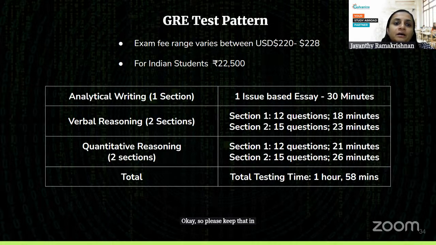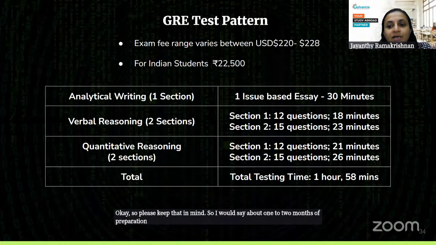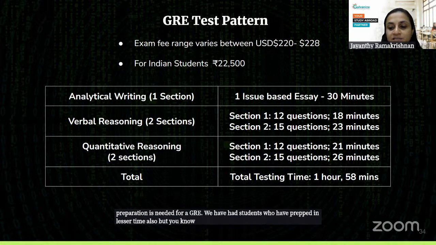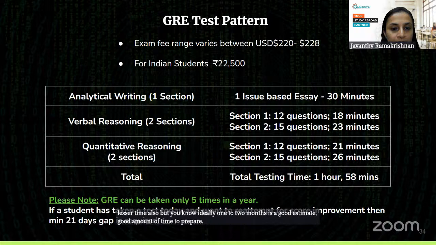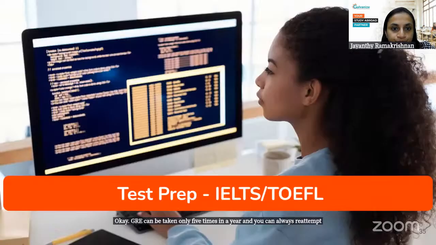So I would say about 1 to 2 months of preparation is needed for the GRE. We have had students who have prepped in lesser time also, but ideally 1 to 2 months is a good amount of time to prepare. Okay. The GRE can be taken only 5 times in a year, and you can always reattempt to improve your score.